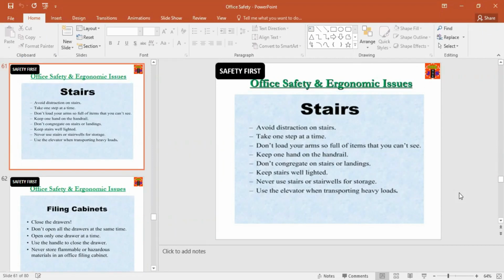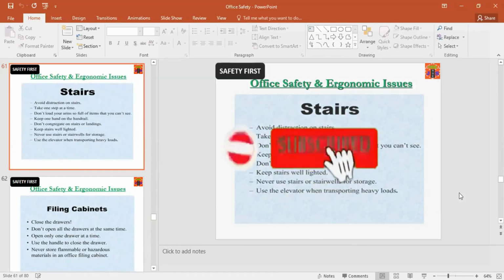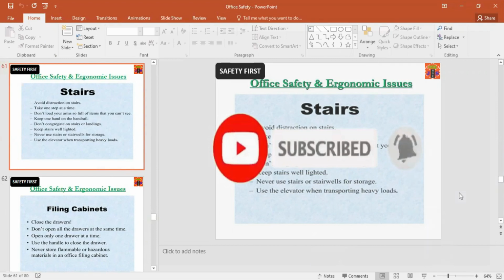What are the safety precautions required when using stairs? Avoid distraction on stairs. Take one step at a time. Don't use stairwells for storage. Use the elevator when transporting heavy loads.